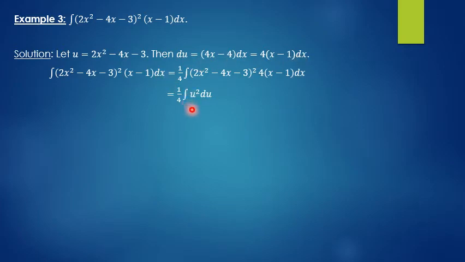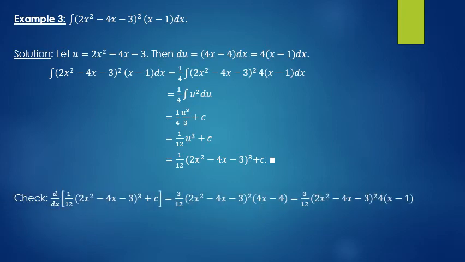So we get the expression 1/4 and the integral of u squared du. We can now use the general power rule. So we will get 1/4 times u cubed over 3 plus c. If we multiply the fractions, then we will get 1 over 12 u cubed plus c. Substitute back the value of u, so we get 1 over 12 times 2x squared minus 4x minus 3 to the power 3 plus c. And if we get the derivative of that, again using the chain rule, then we would get the original expression.